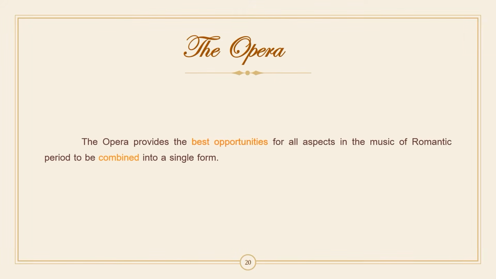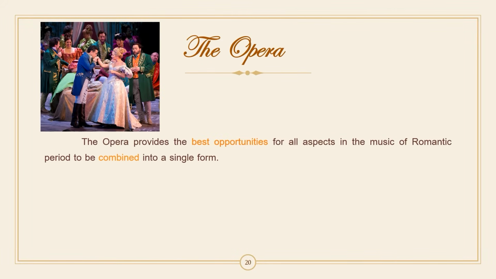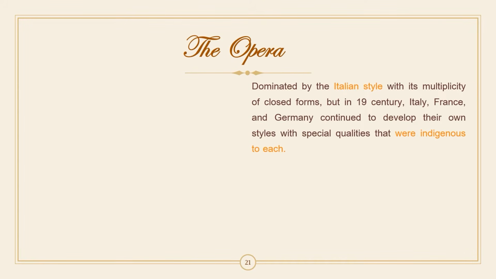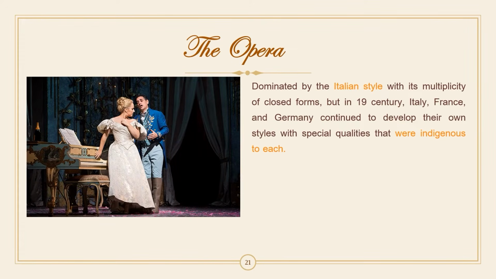The opera provides the best opportunities for all aspects in the music of the Romantic period to be combined into a single form. Romantic operas can be characterized as extravagant spectacles, with a tendency towards heroic and epic subjects, supernaturalism, mystery, and passion. Dominated by the Italian style with its multiplicity of closed forms. But in the 19th century, Italy, France, and Germany continued to develop their own styles with special qualities that were indigenous to each.